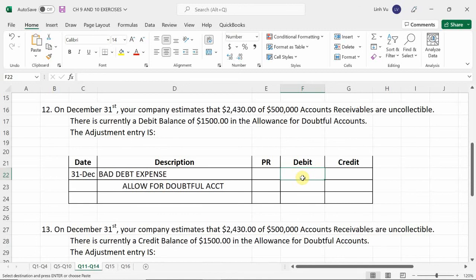Accounts receivable. Oh, okay. Accounts receivable tells you which method you're using. Is there a credit balance? What does it say that you have? No, it's a debit balance. You have a debit balance. So what do you do? You add. Excellent.